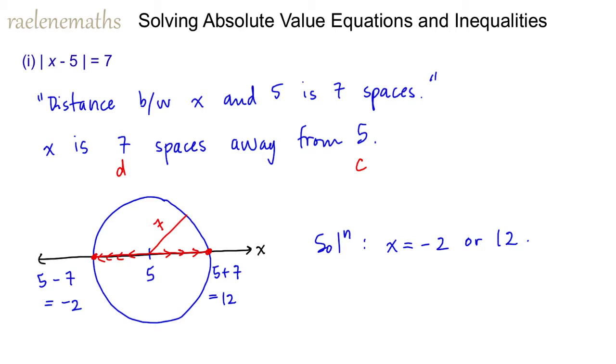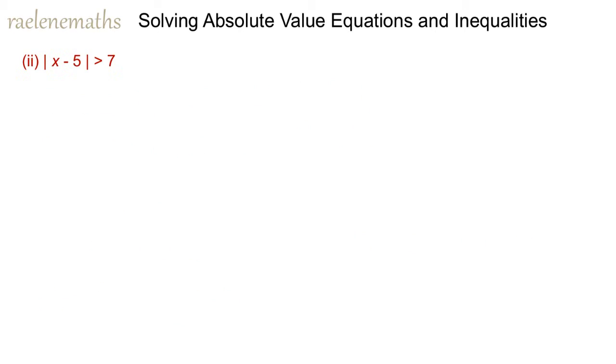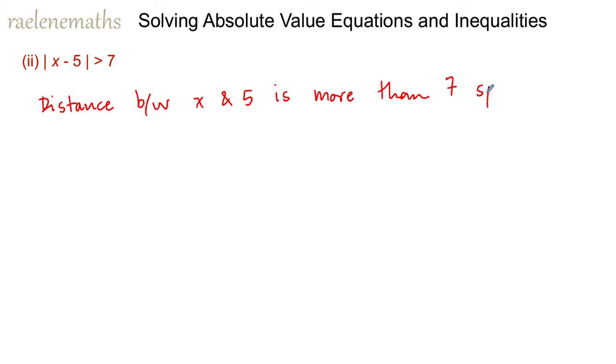Now we did get that with the first algebraic solving, but it wasn't really clear and it didn't extend to the next case for the absolute value. So let's use this verbal interpretation in the second question. Here this says that the distance between x and 5 is more than 7 spaces. And so we can read that from the point of view of x, which is to say x is more than 7 spaces away from 5.